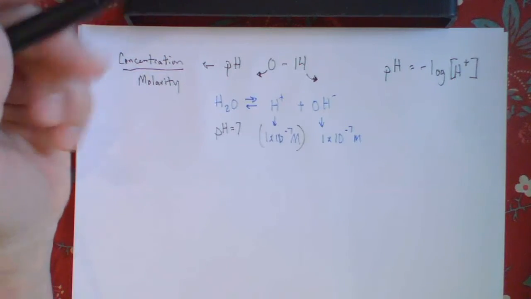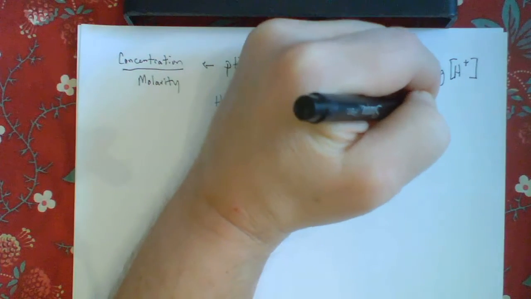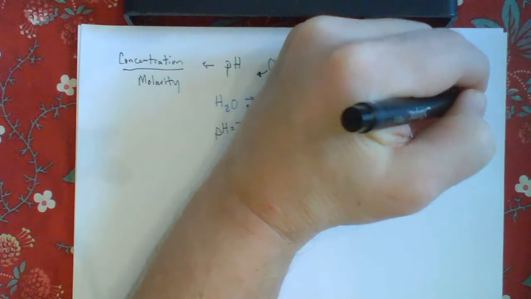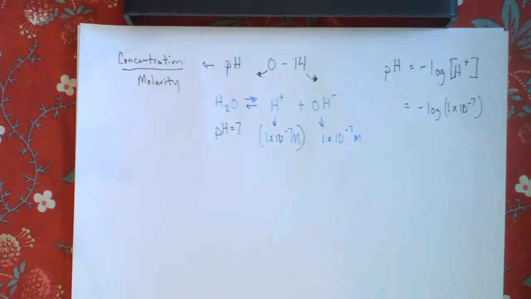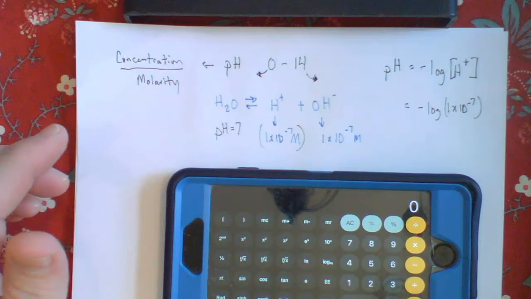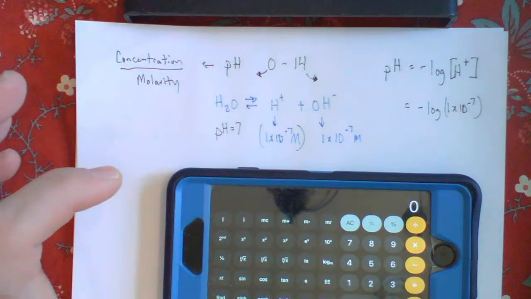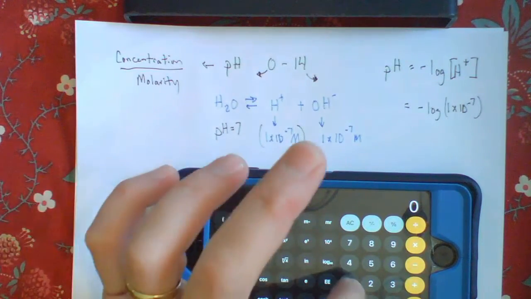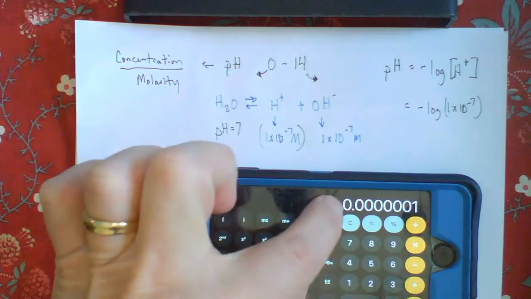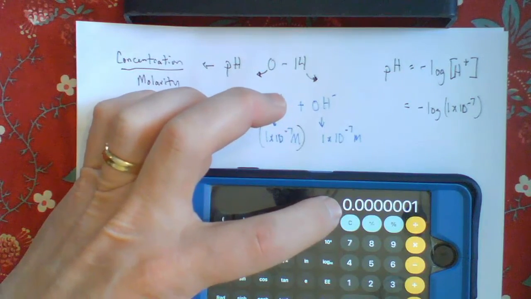So if I take the negative log of 1 times 10 to the negative 7, I'd be able to figure out what my pH is. This requires a little bit of work with your calculator. We have to make sure we're in a scientific notation setting. So I'm going to enter 1, EE, 7, negative. This gives me my concentration, the same as 1 times 10 to the negative 7th.